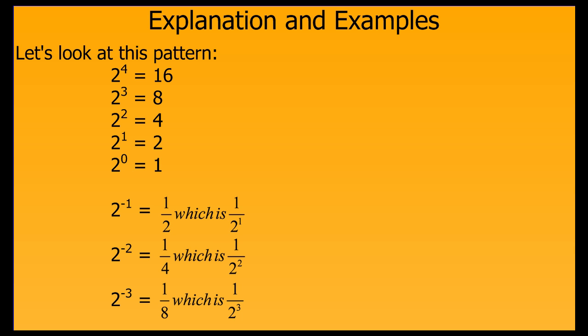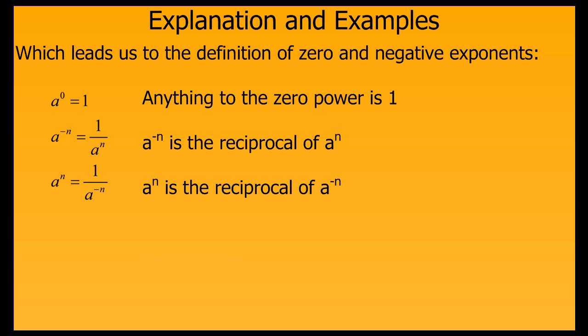If we go one more step and divide by 2 again, for 2 to the negative 2, we would then get 1/4, which we could also write as 1 over 2 to the second. One more step, divide by 2 again, and we'd get 1/8, or 1 over 2 to the third. Hopefully, you're seeing the pattern here. This leads us to our definition of zero and negative exponents.